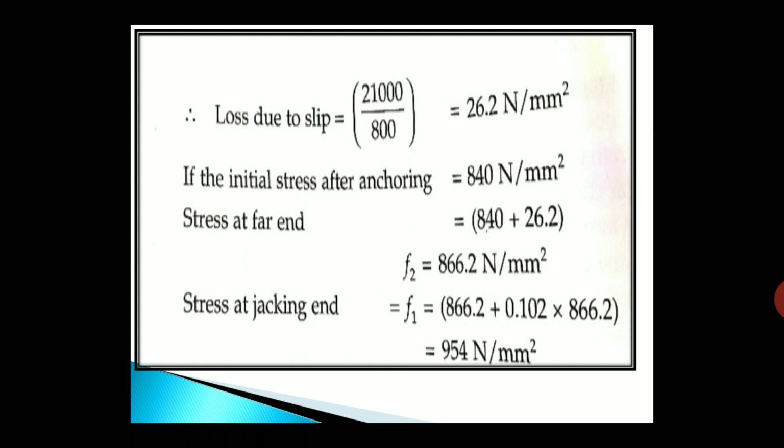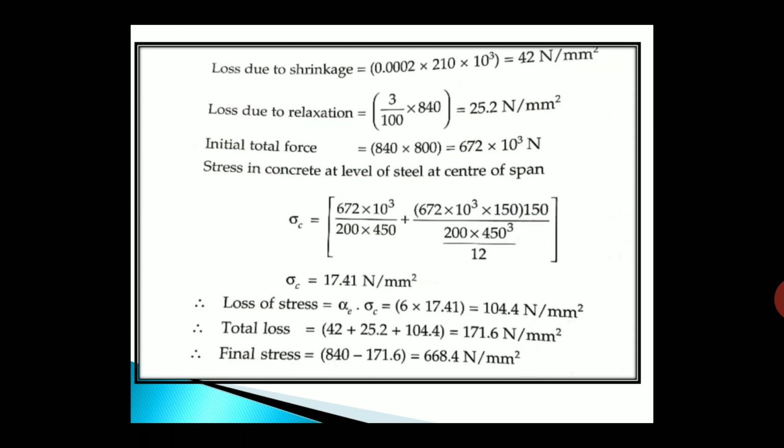Now in the second part of the example, we have to consider 840 as our initially applied stress, as it is given in the data itself. So the other F1 and F2 don't play a major role here. We have to consider 840 as the initial stress which is there in the wires, and just go on solving as we have solved the other examples.